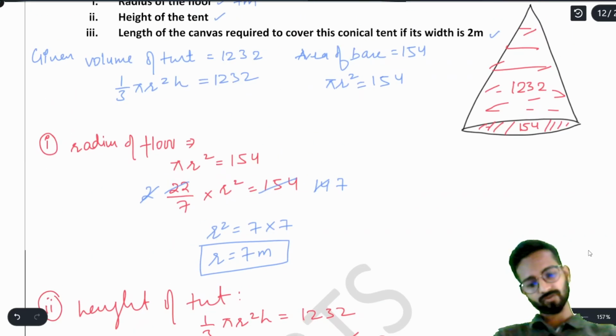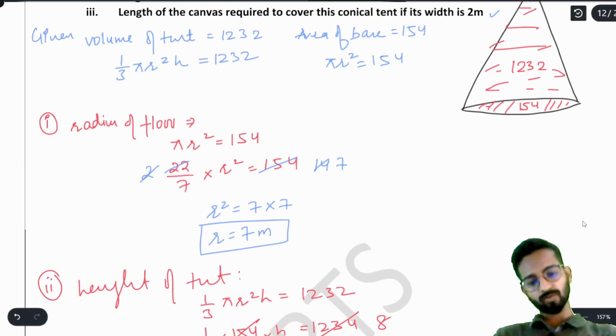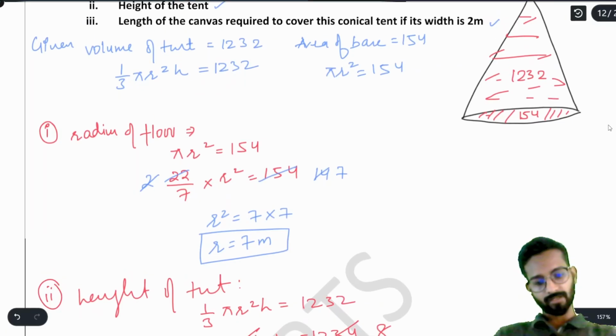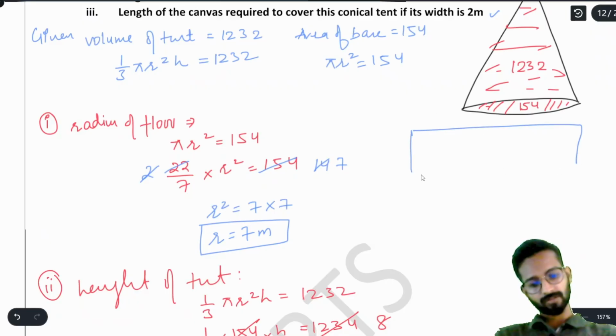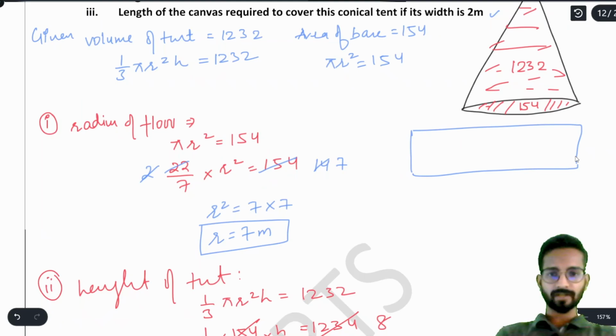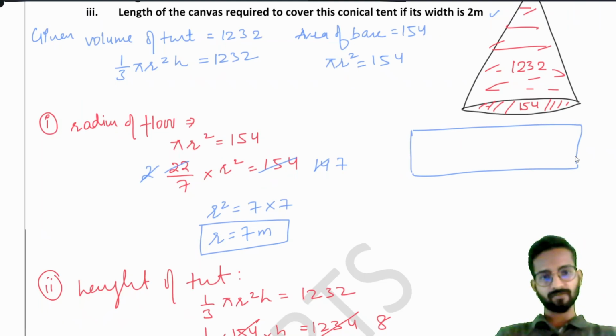After this, what are we supposed to find? Length of the canvas required to cover this conical tent if its width is 2 meters. So width is already given, 2 meters. Now we have to find the length of the canvas. It is some kind of a reciprocal of the previous sum. There the information for the canvas was given and we had to find for the cone. Now we are given the information of the cone, and we are finding for the canvas.